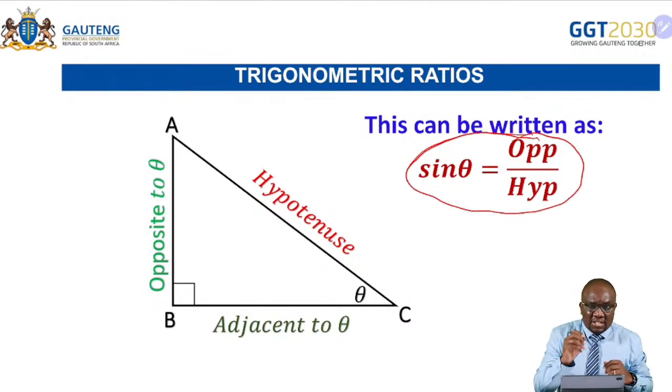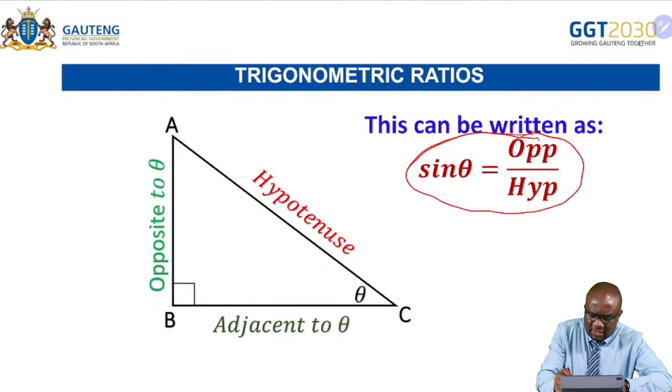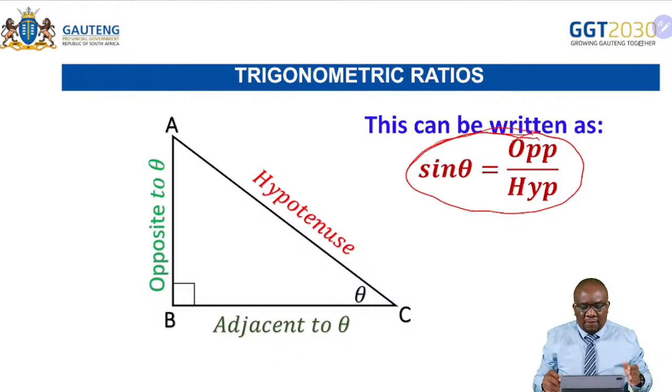Next to ratio number 1, can you copy this? Just 30 seconds is enough. Copy this, write it next to ratio number 1. Sine theta equals opposite over hypotenuse. That's how we write it in mathematics. You have copied that, should be fine by now.